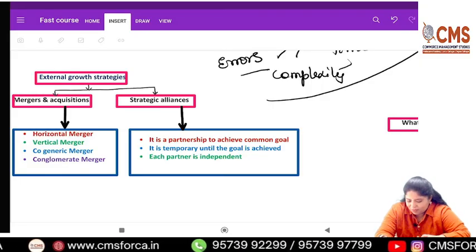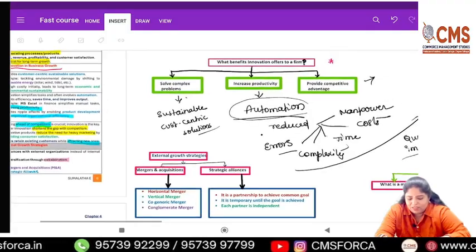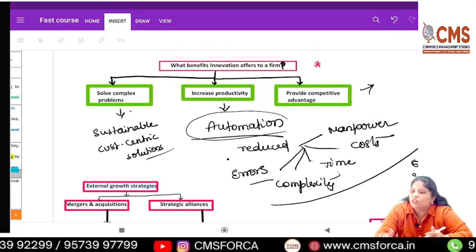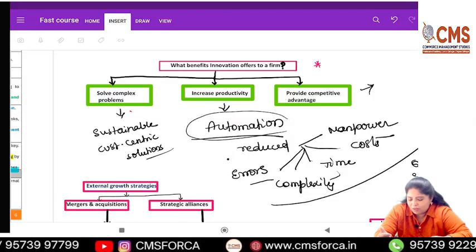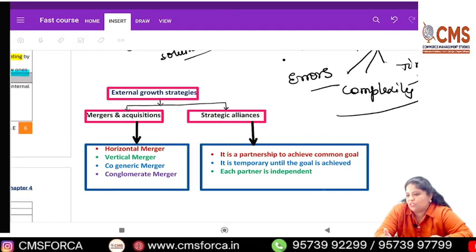Good morning, everyone. So, yesterday we finished discussing all the internal growth strategies. Continuing our yesterday's session further, in today's class, we'll be covering external growth strategies.